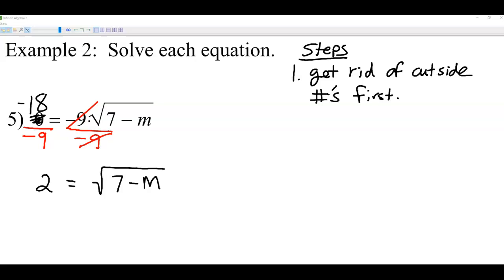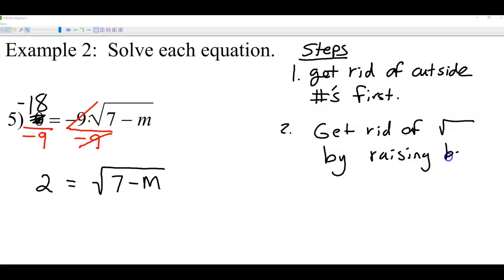All right, step 2 is you want to get rid of the square root. And the way that you do that is by raising both sides to the second power. The second power is the opposite of a square root, so they cancel each other out. So step 2 is to get rid of the square root by raising both sides to the second power.